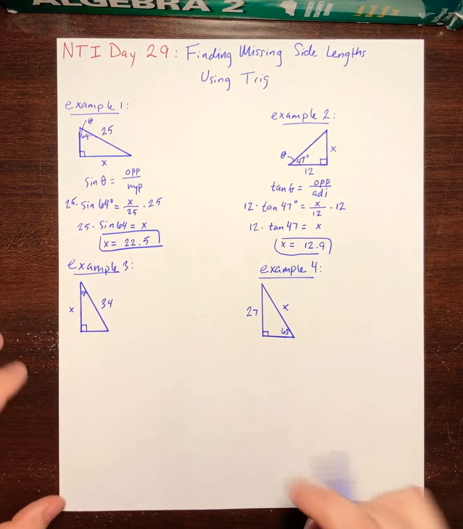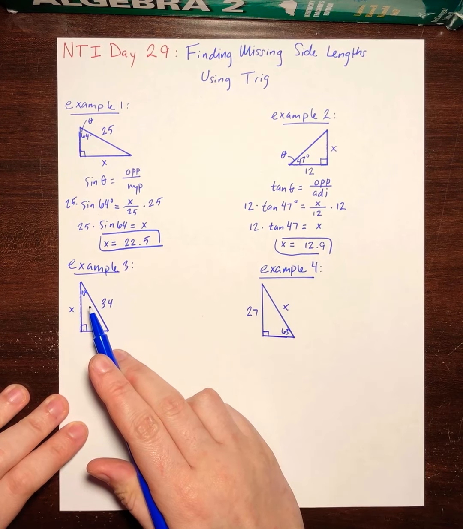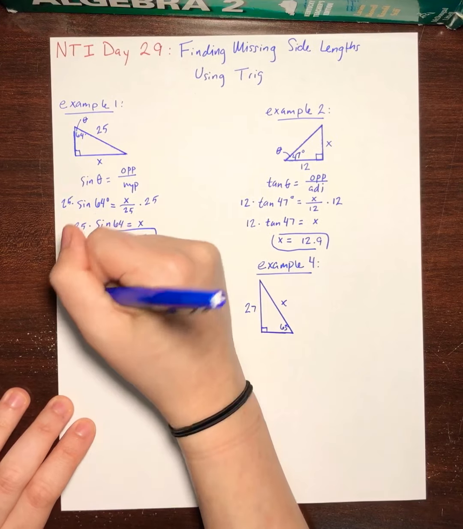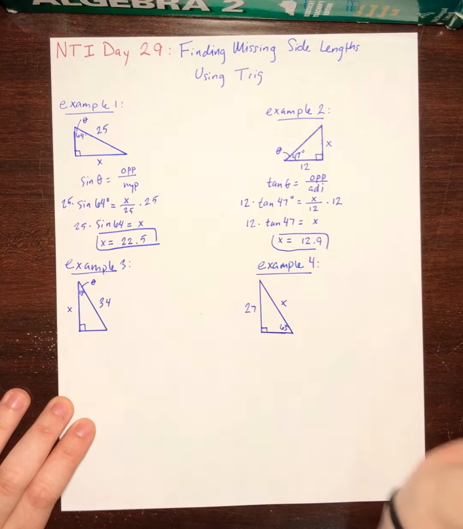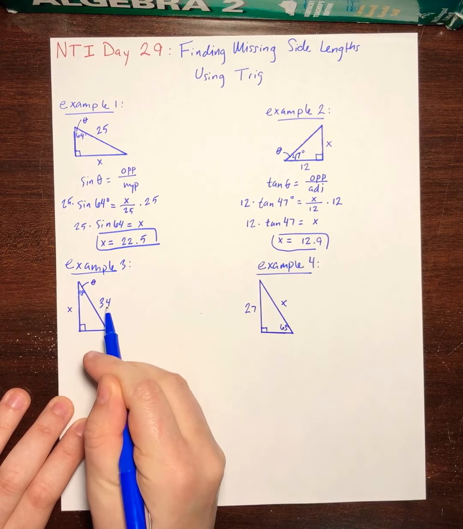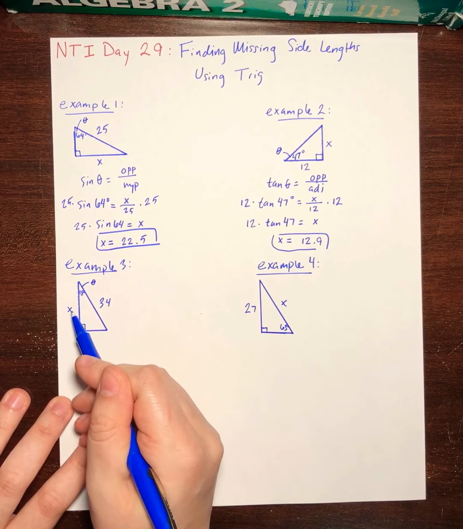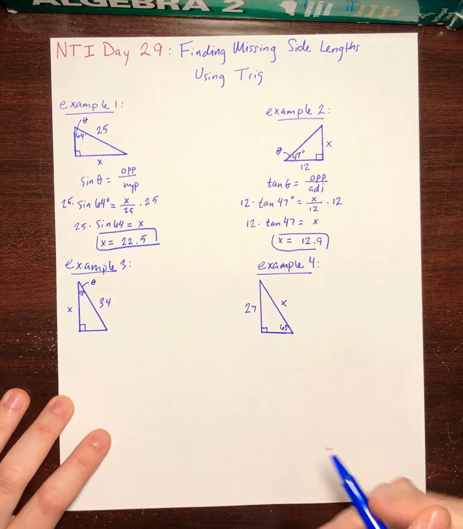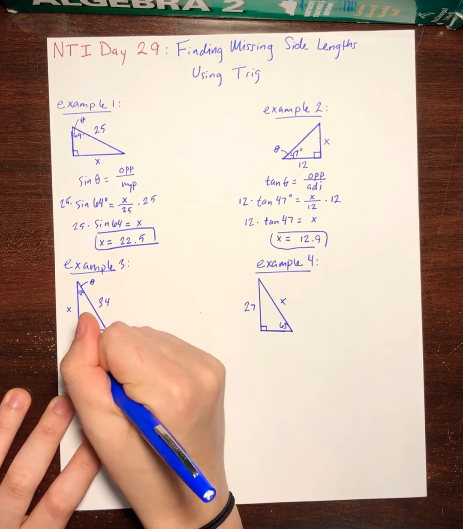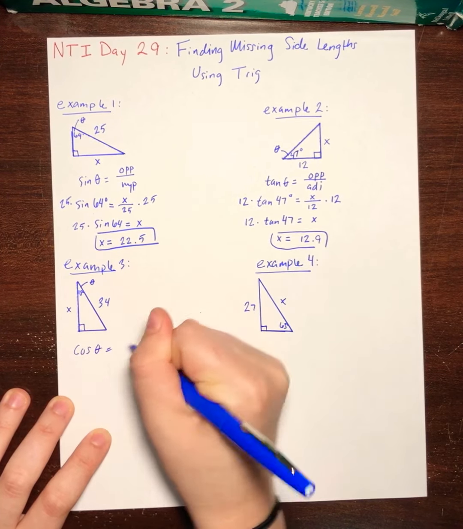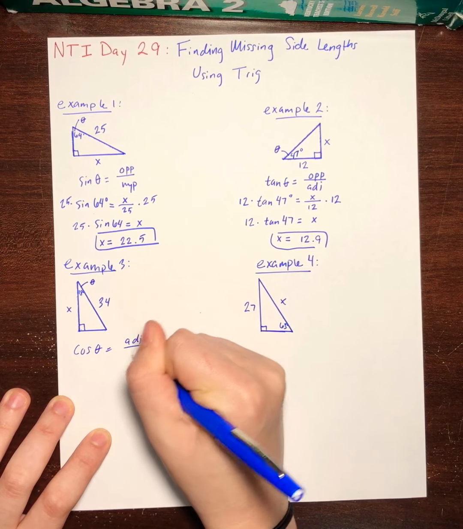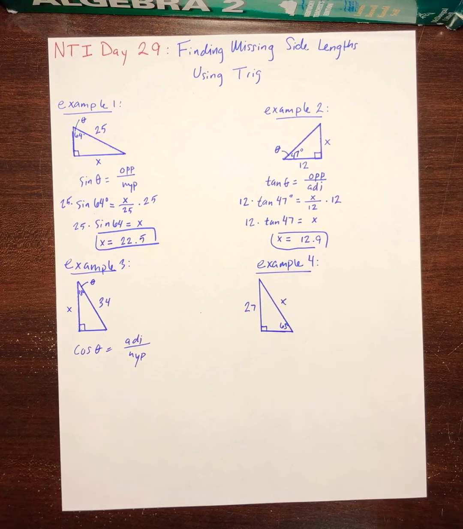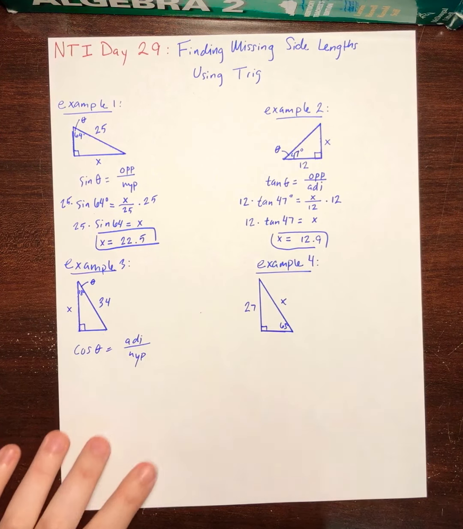So like, for example 3, our angle at the top there is 18. So that's kind of our theta. And then we've got an x and we've got a 34. So now this x is adjacent to our angle, and that 34 is our hypotenuse. So cosine is adjacent over hypotenuse. So I'm going to use that because those are the labels that they've given for this triangle.